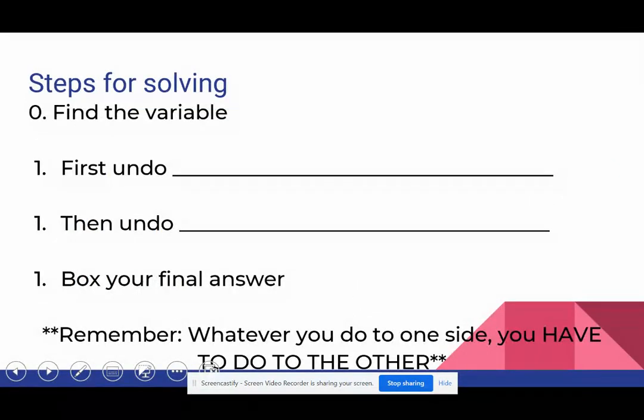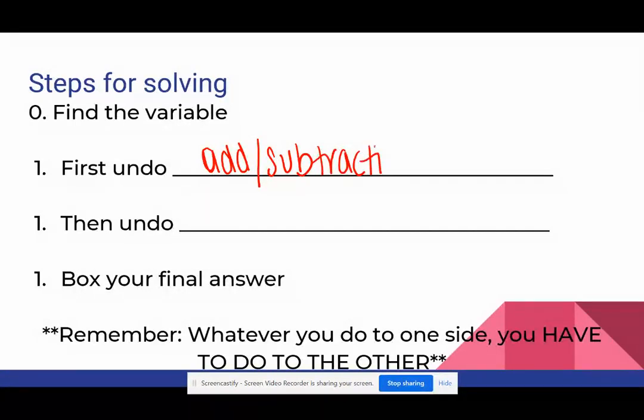All right, so steps for solving. First step, well, it's really step 0. You just find the side that has the variable on it, because whichever side has the variable on it, that's what you're going to be manipulating. The very first thing you do is you're going to undo any addition or subtraction. So if you see a plus sign, you're going to subtract. If you see a minus sign, you're going to add. So that is step 1.